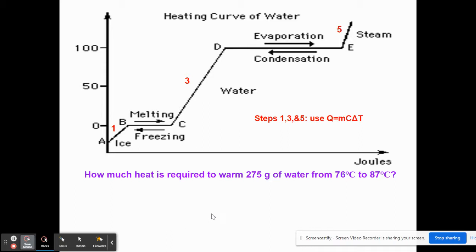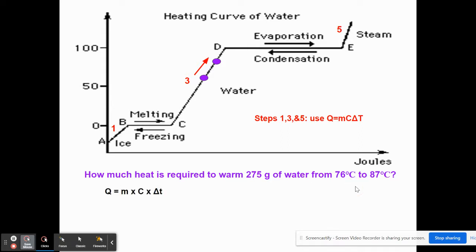So it's telling me that I'm starting with water, so I'm looking at the liquid water right here. And I'm going from 76 degrees Celsius, so a little point up here is 76 degrees Celsius, and I'm going to 87 degrees Celsius. So I'm increasing my temperature. I'm adding heat in. I want to know how much heat I'm adding in to get that temperature to change. So I know I'm going to have to use mCΔT, so I would write that down.